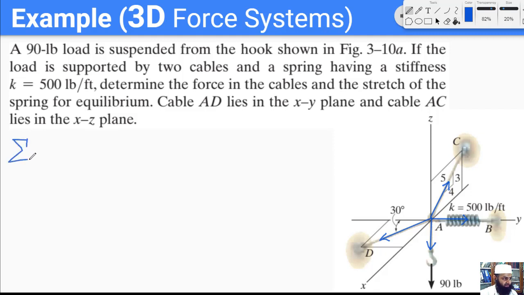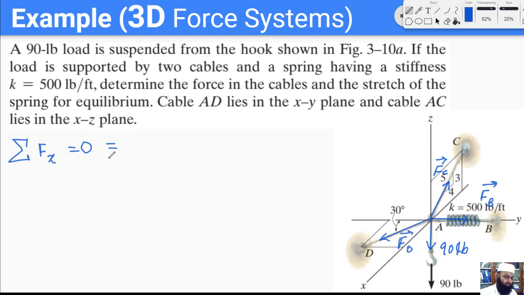The first equation states that the sum of all the forces in X has to be equal to 0. So how many forces do we have in X? I should name the forces to make sense. Let's call this FC, let's call this FD. This we already know is 90 pounds, so we do not have to give it a name, and let's call this FB.